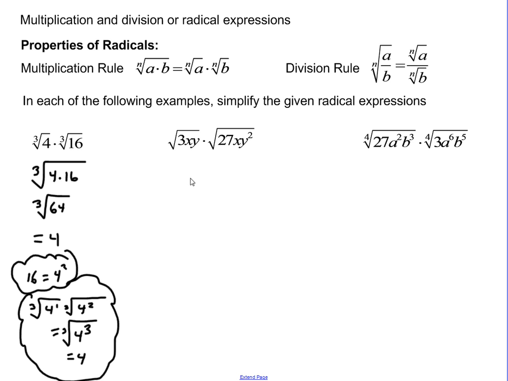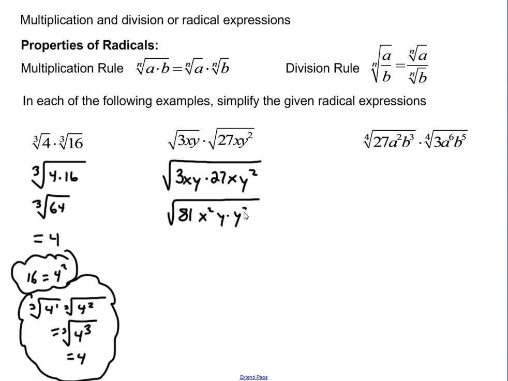Like, for example, in this case, we've got 3, we've got 27 under square roots. We're looking for perfect squares. Well, you might recognize that 3 times 27 is 81. Right? So we've got the square root of 3xy times 27xy squared. And if we multiply these things together, we have a square root of 3 times 27, which is 81, x times x, which is x squared, and y times y squared.